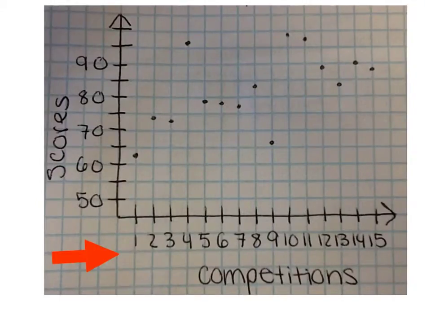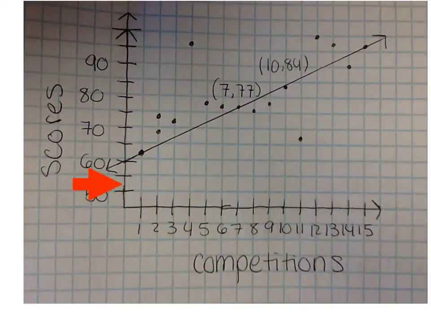So now I graphed all my data, and as you can see, there are outliers, and those are data points that throw off the pattern throughout your data set, and those would be these, and those are the sets where she scored very well on.